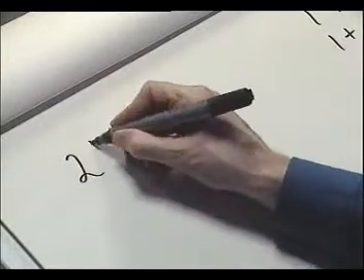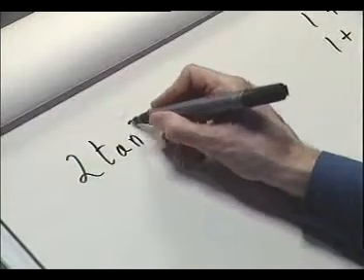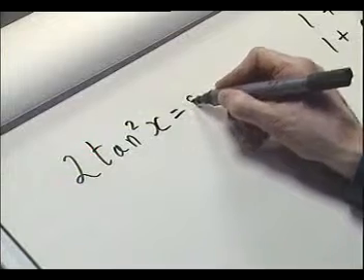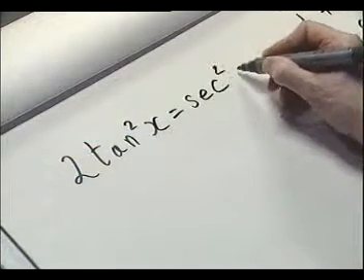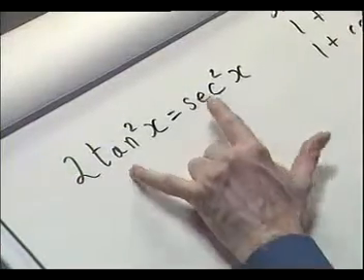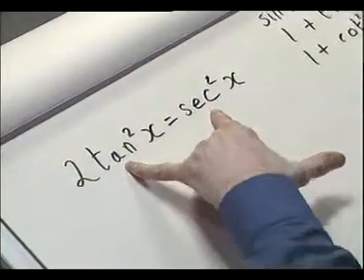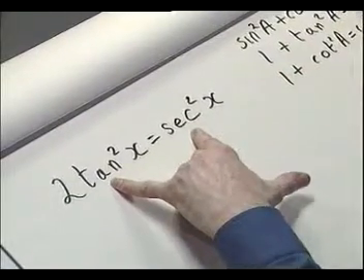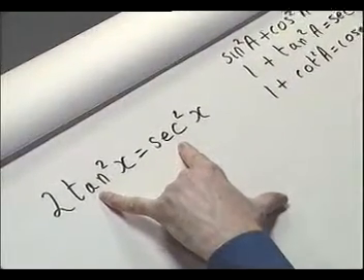So, first of all, let's look at this one. 2 tan squared x is equal to sec squared x. What we need to do, looking at this equation, is relate it to one of these three identities. And it's fairly obvious that this is the one.